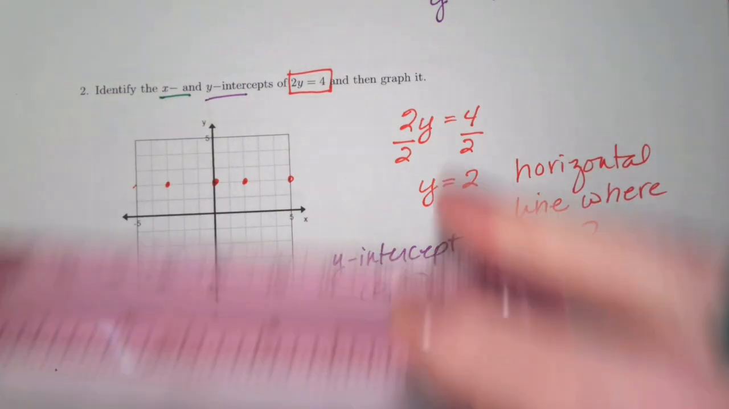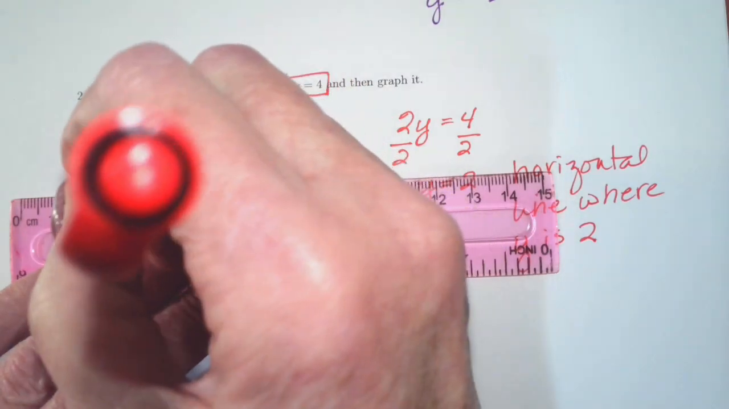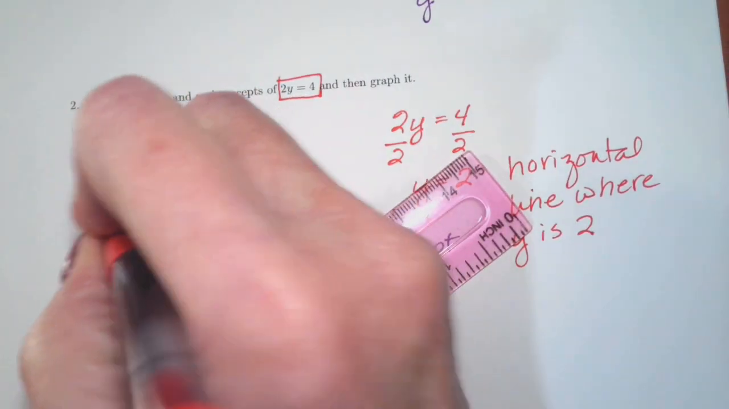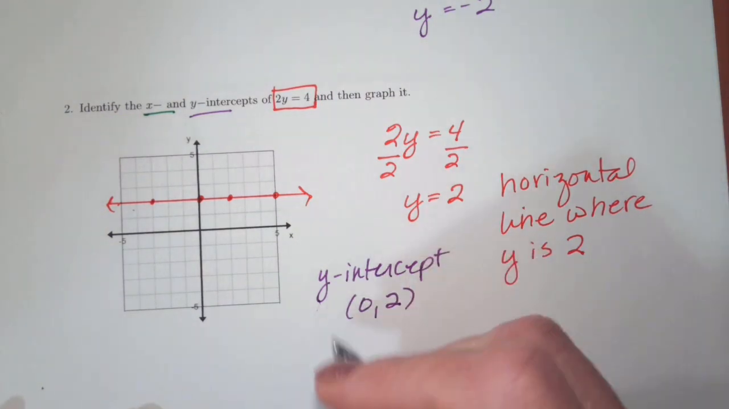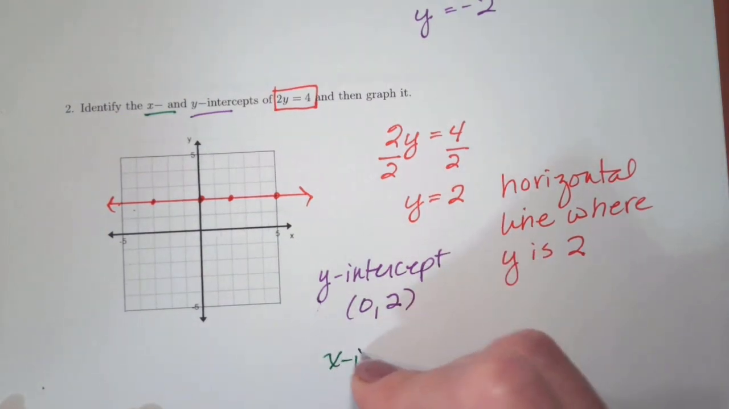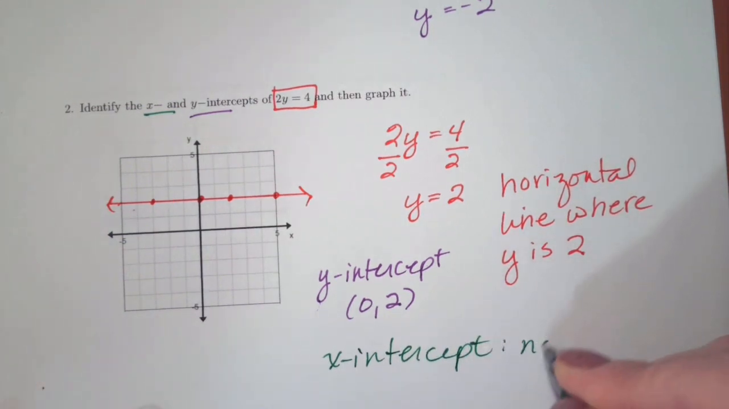And since it is a horizontal line, that makes it parallel to the x-axis. So the x-intercept, there's none.